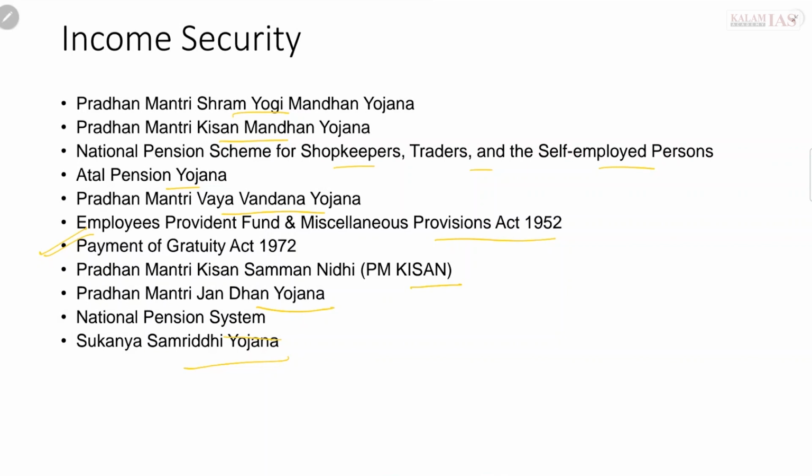We will discuss most of these schemes in good detail. Only those which are related to the labor sector we will discuss in detail. For the others, it is just important to know that these schemes also exist.